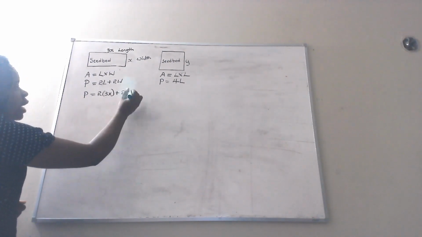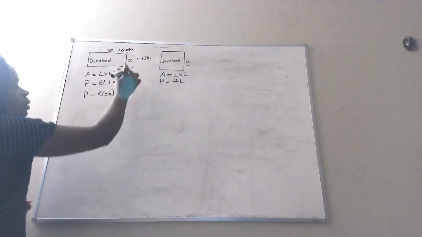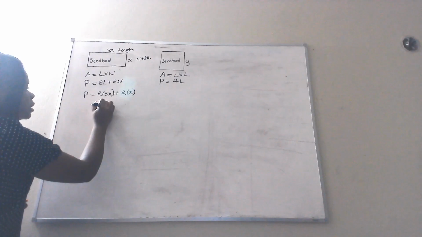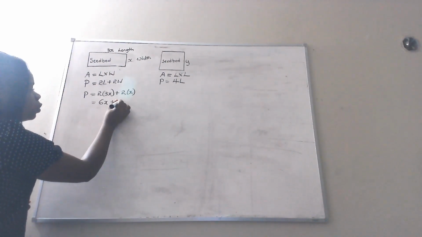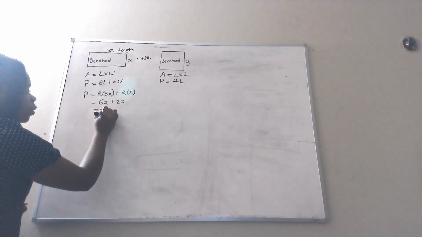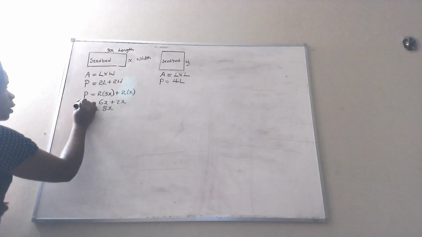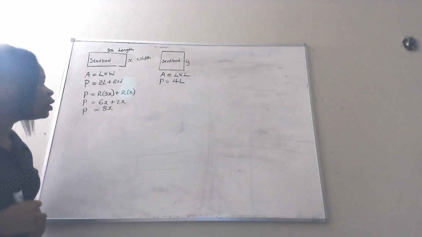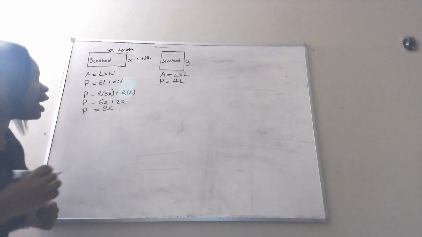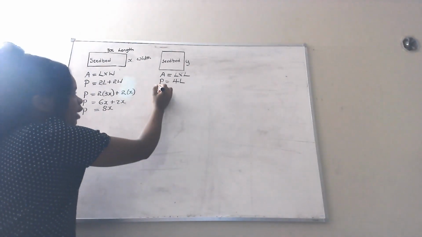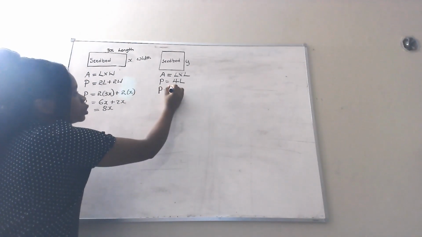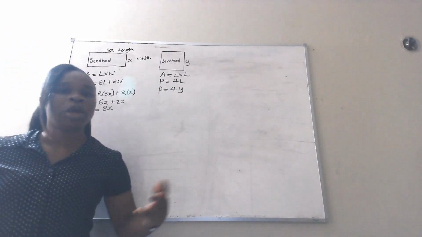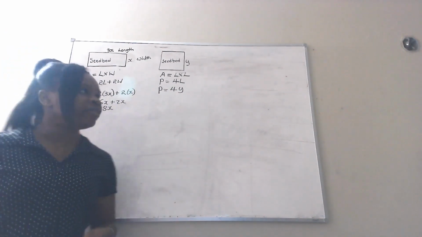Plus 2 times its width. What is the width? x. So this is equal to 6x plus 2x, which is equal to 8x. So the perimeter of the rectangle is equal to 8x. And as for the square, P is equal to 4y because, based on the information, y is the length.